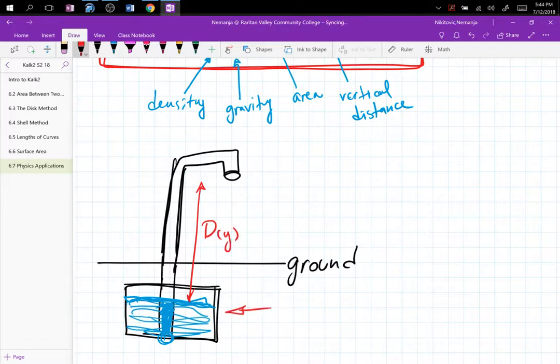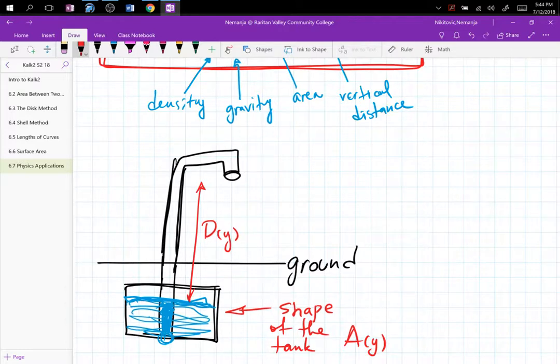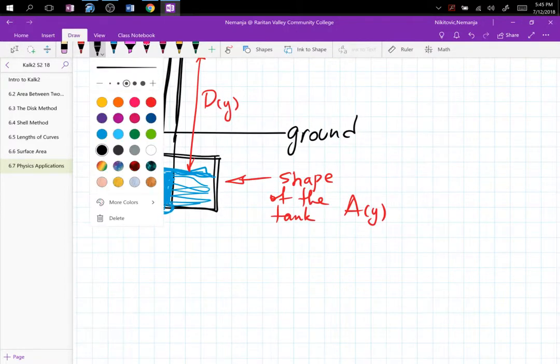The shape of the tank is going to be your A(y), which is the area of the tank, right? So that's going to be given in the geometry. And now you have rho, which is going to be the density of what type of liquid you are pumping, and then g is the gravity. So all of these concepts work together, and you get to pump the liquid out of the reservoir, whether it's gas or water or whatever it is.